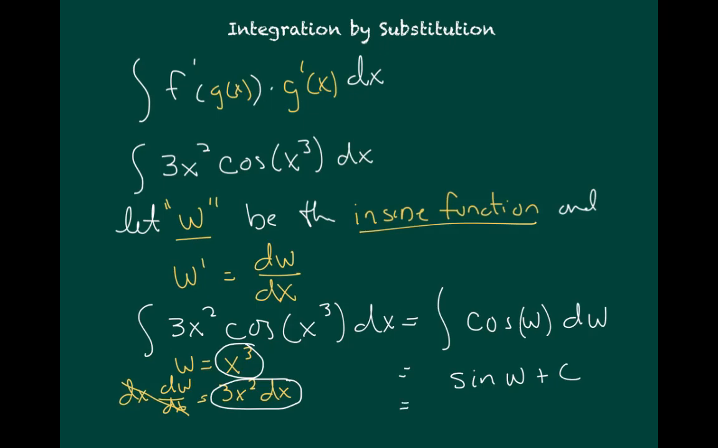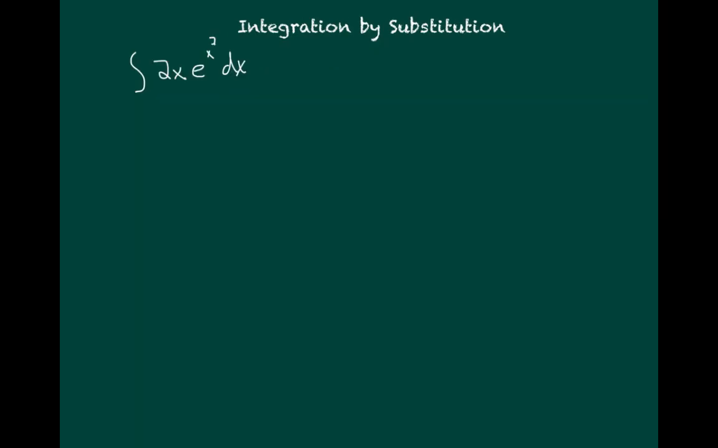Now when we're finished integrating, as we just are, we substitute back. So your final answer would be sine of, instead of w, we write x cubed plus c, and that's your final answer. Okay, let's try another couple of examples until you get the hang of this.